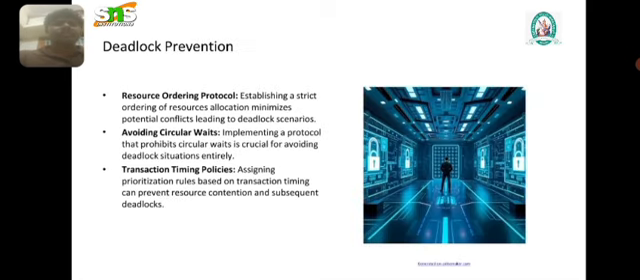Next is deadlock prevention. There are three approaches: the resource ordering protocol, avoiding circular waits, and transaction timing policies. The resource ordering protocol orders all resource allocations, minimizing the potential for conflicts leading to deadlock scenarios, by establishing an order for simultaneous allocation.